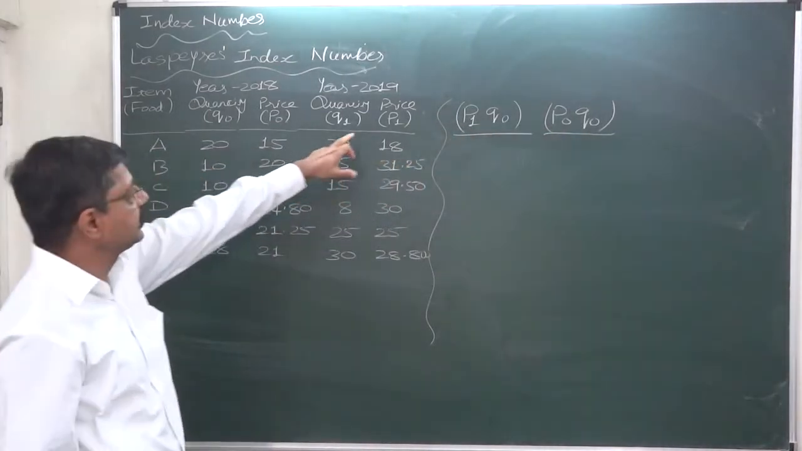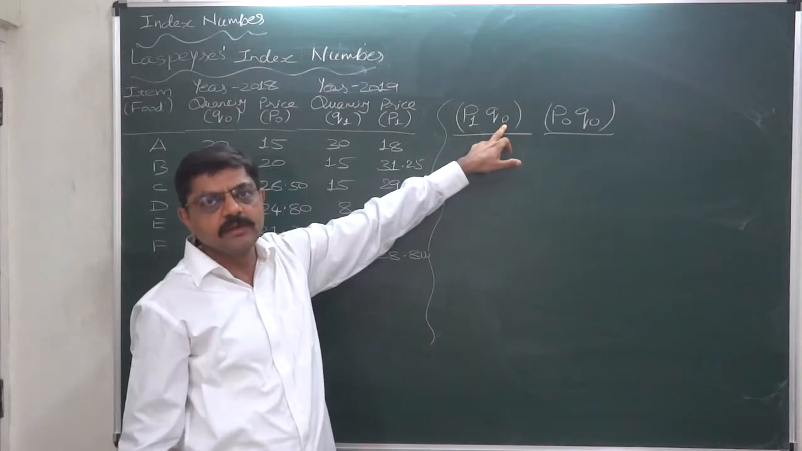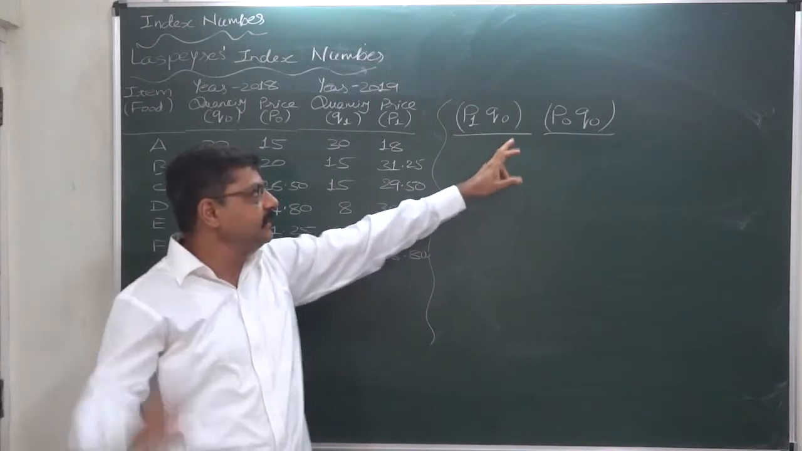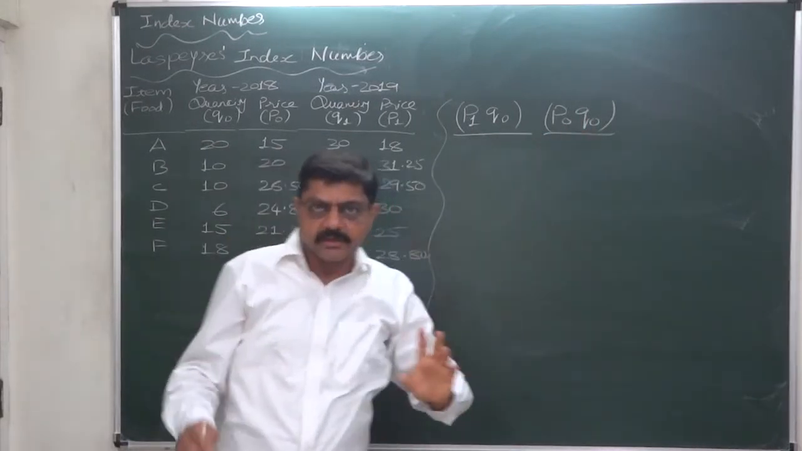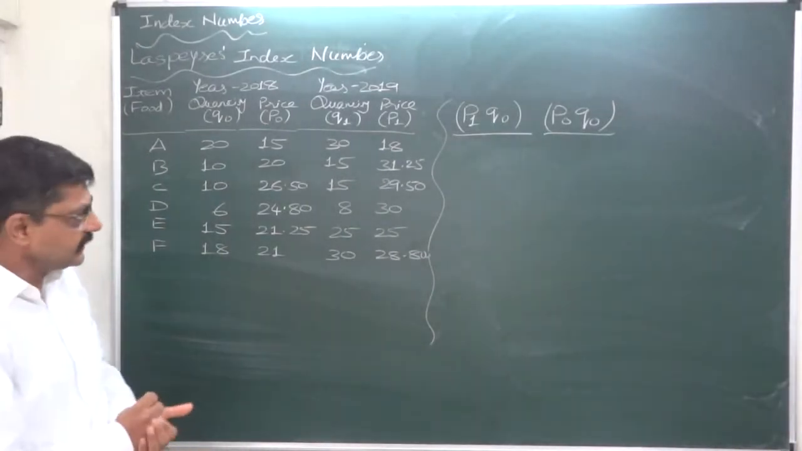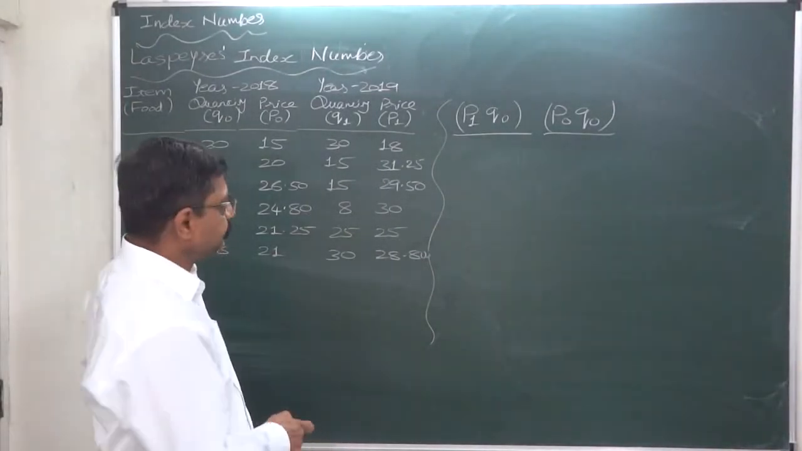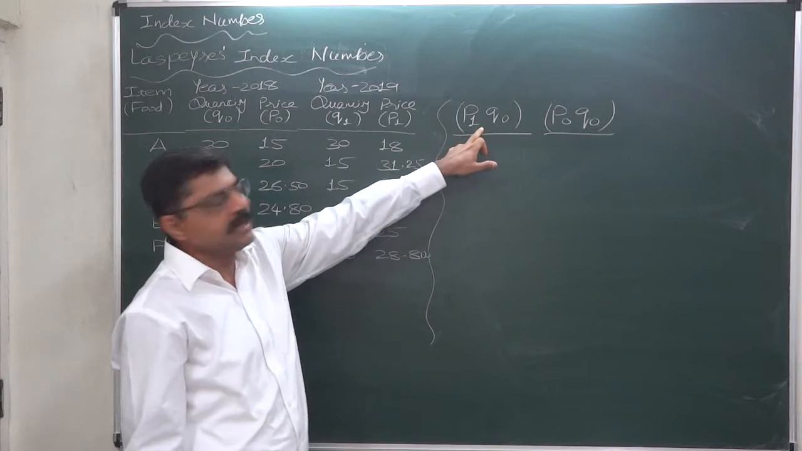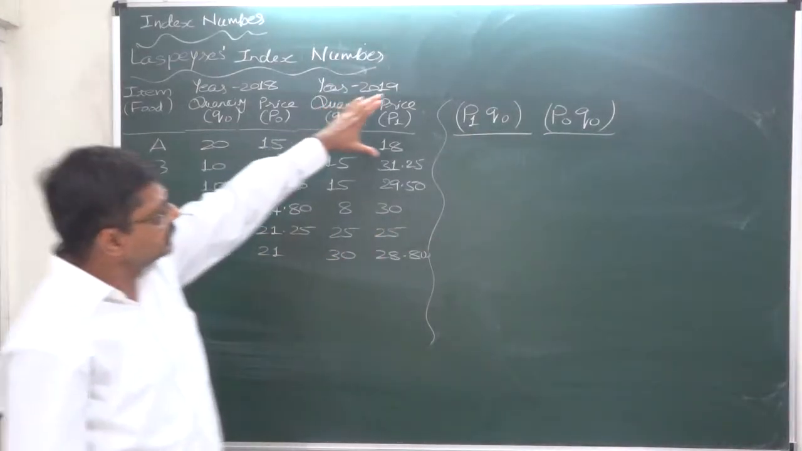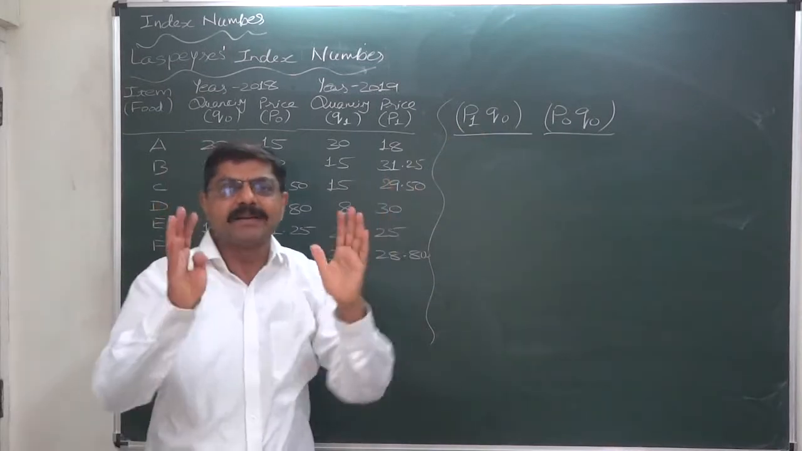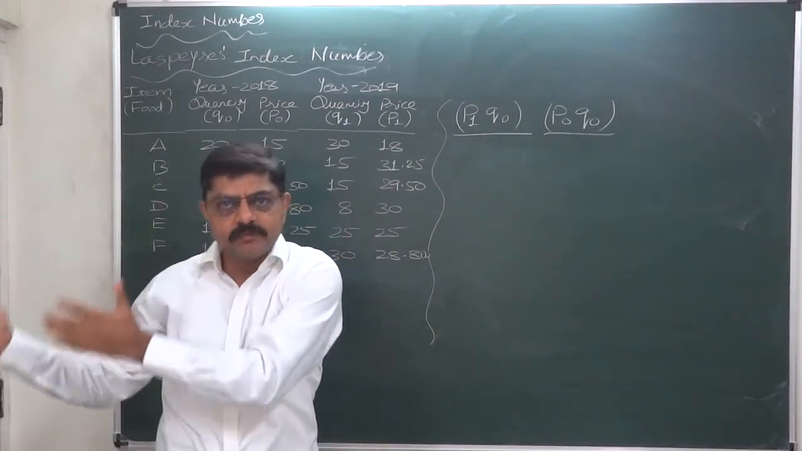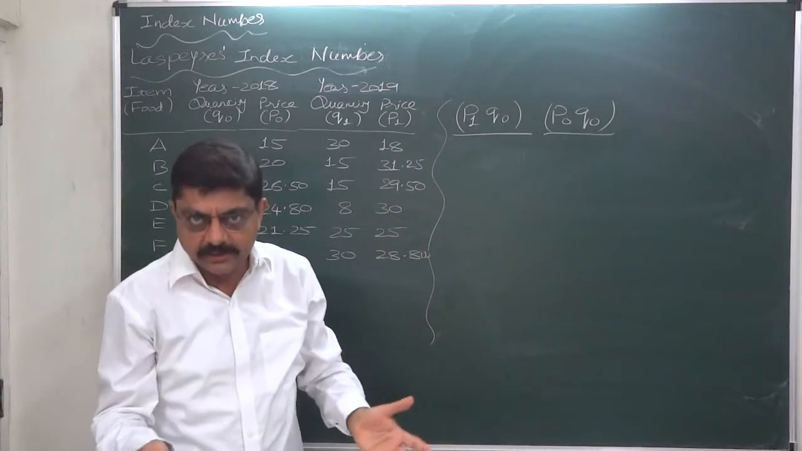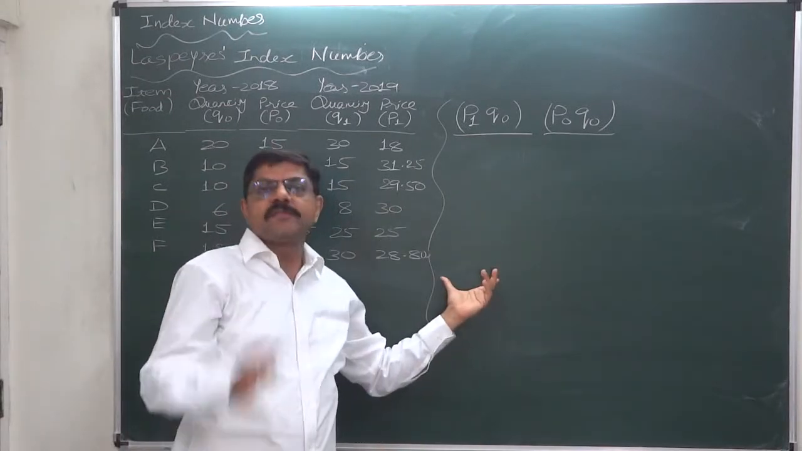P1 stands for price for the current year and Q0 stands for quantity of the base year. Current cost of base quantity is divided by the base cost of base quantity. That was the simplification of Laspeyres index number we discussed in the last lecture. So to get the current cost of base quantity, we need to multiply the base quantity by current year's prices. Logically, if we purchase the same quantity which we consumed in the base year at current year's prices, then what should be the total amount of expenditure? That will be the summation of this column.